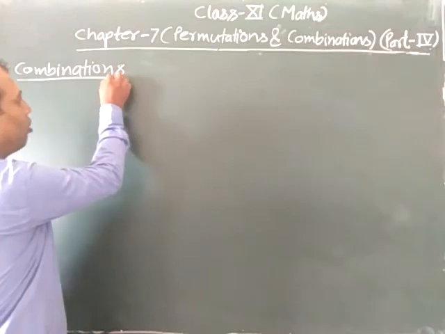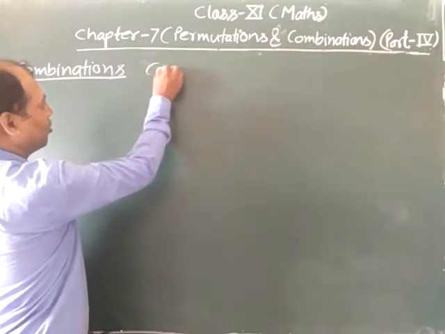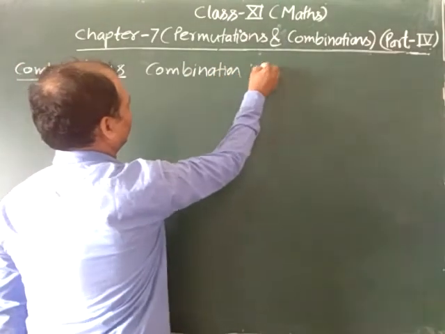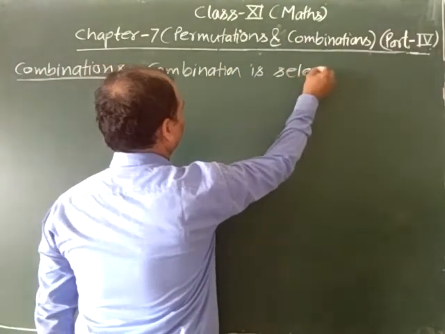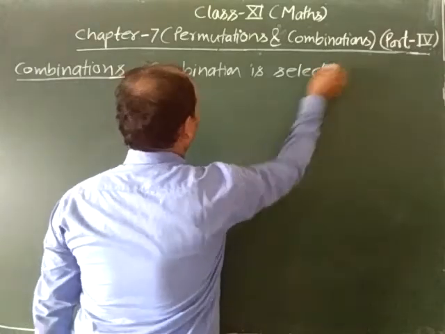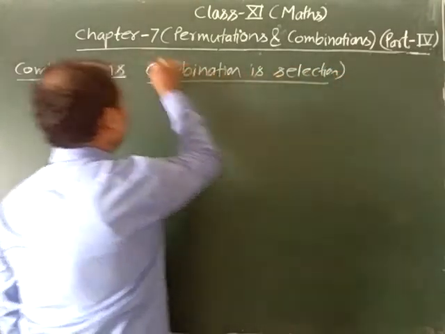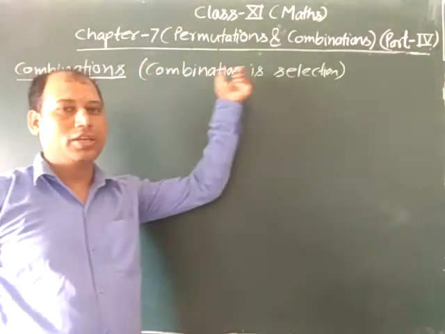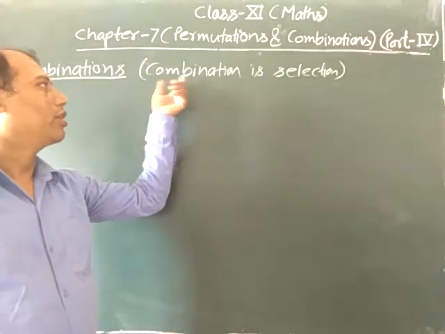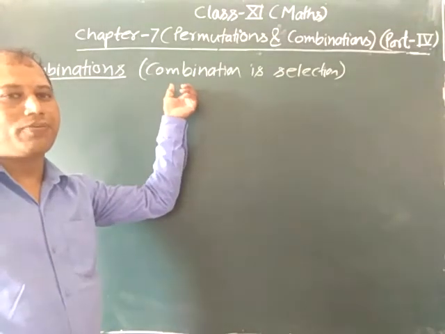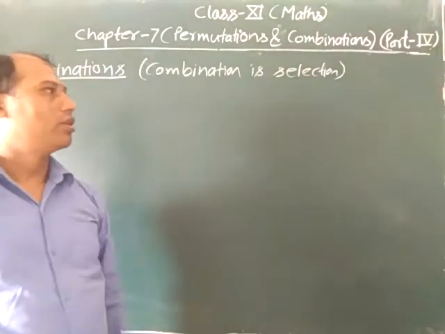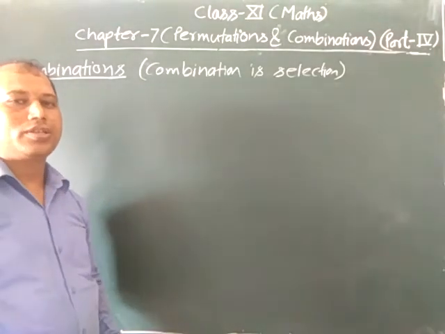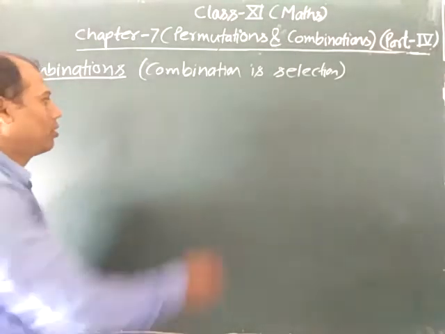objects. Means combination is selection. This is the keyword you have to remember. This is the meaning of combination: selection. In combination there are some objects and we have to select some or all objects from those objects. Then the number of selections is discussed here.